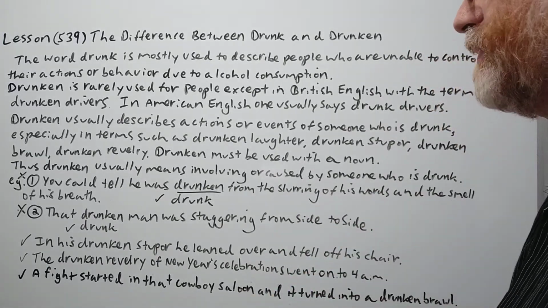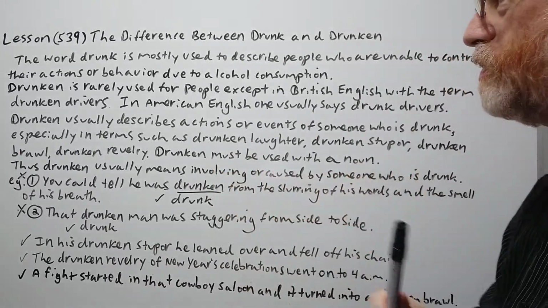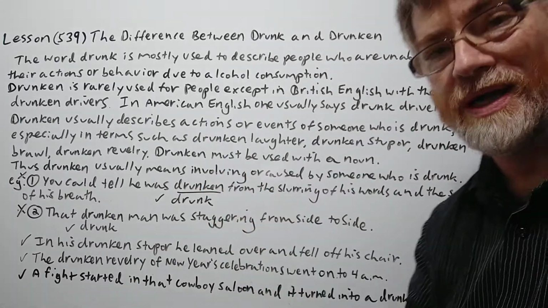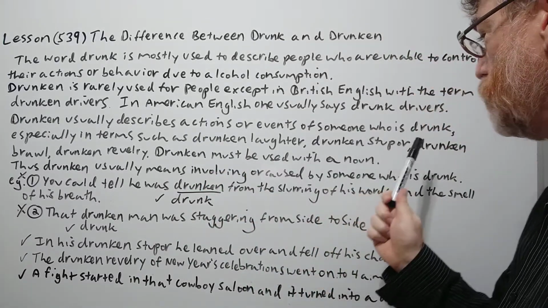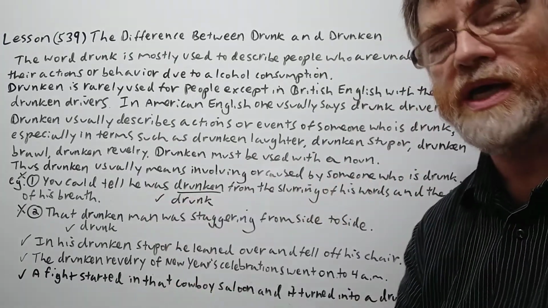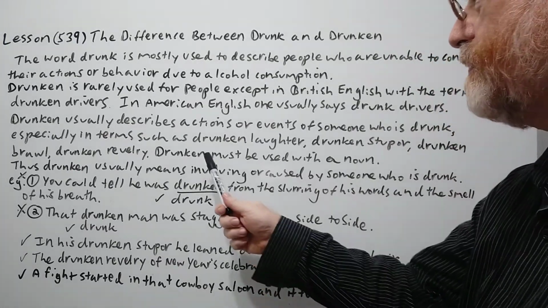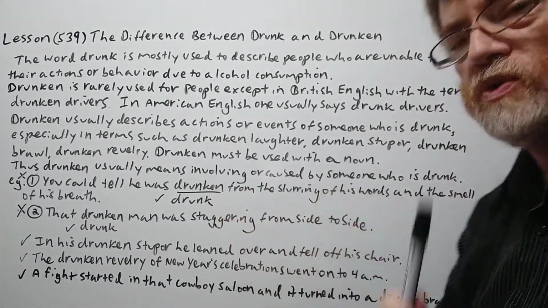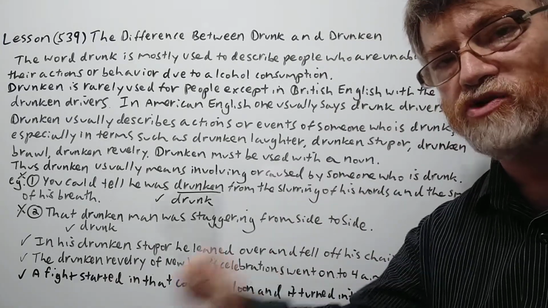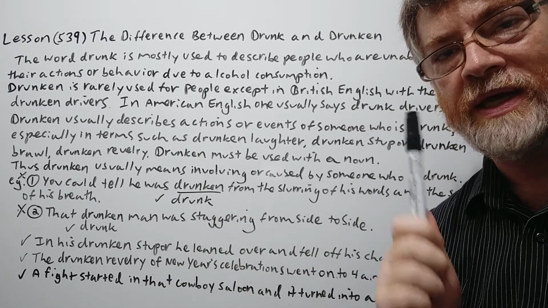All right, let's continue. Drunken usually describes actions or events of someone who is drunk, especially in terms such as drunken laughter, drunken stupor, drunken brawl, drunken revelry. So we often use it with terms like this, etc. Drunken must be used with a noun. So just like I said, you can't use drunken by itself. You can't say he is drunken. No, never. He is drunk. Yes, that's the proper way that we say it.